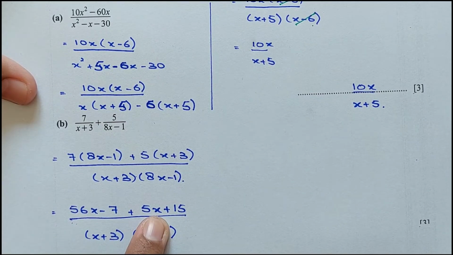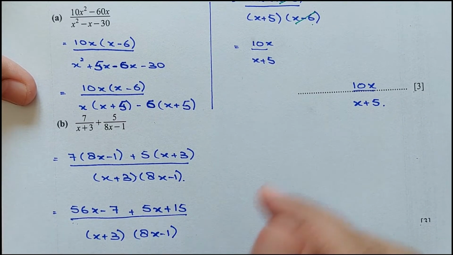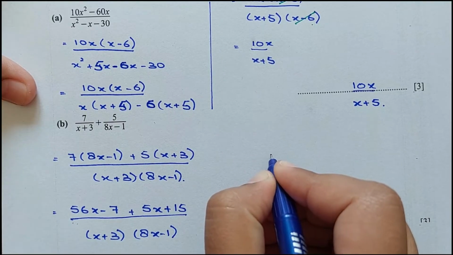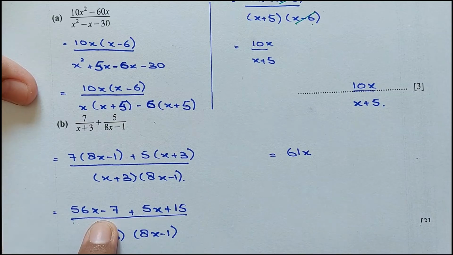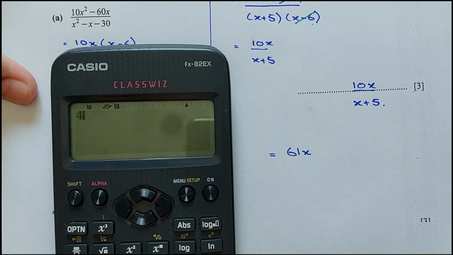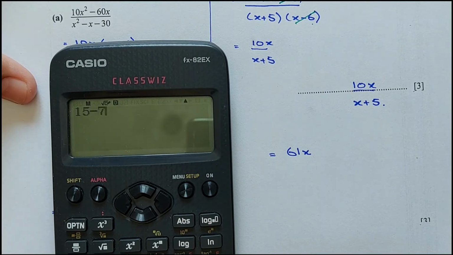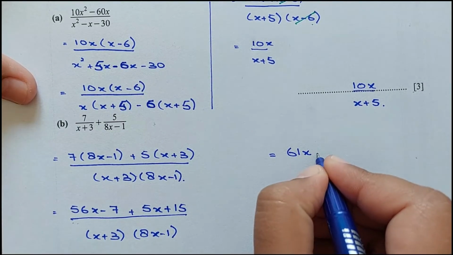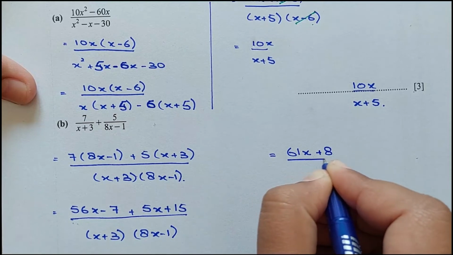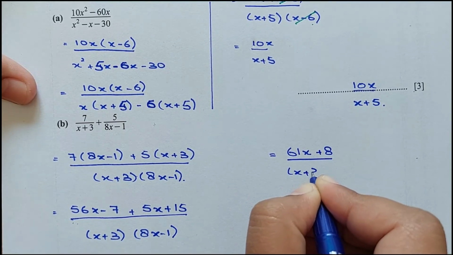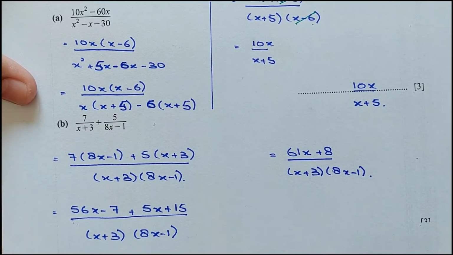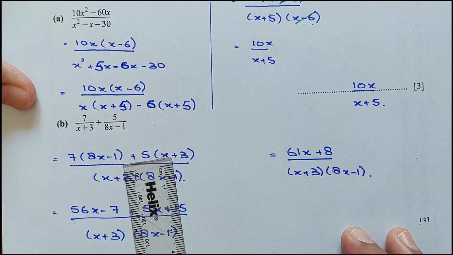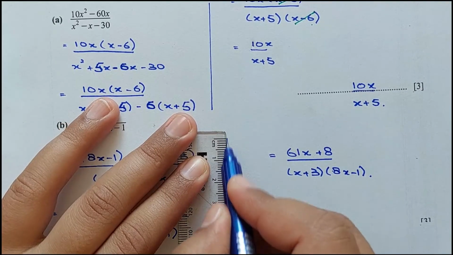Now 56 adding 5 is 61, so this is 61x. And from 15 we have to subtract 7, which is 8, I guess. 15 take away 7 is 8, yes. Positive 8. And the denominator is the same, x plus 3 into 8x minus 1. So this is the answer in a single fraction in its simplest form for 20B.